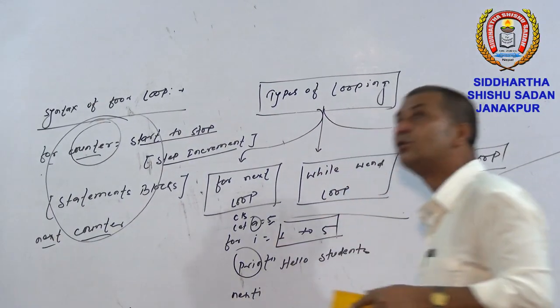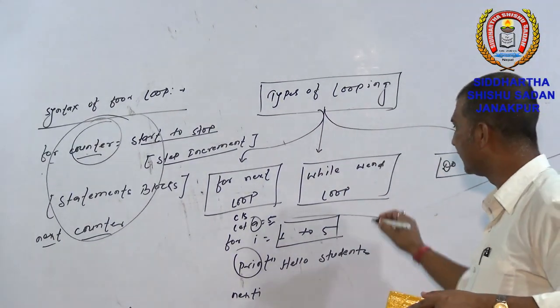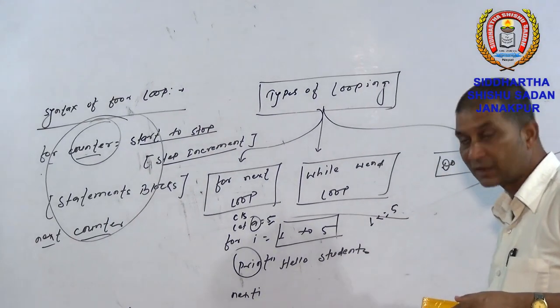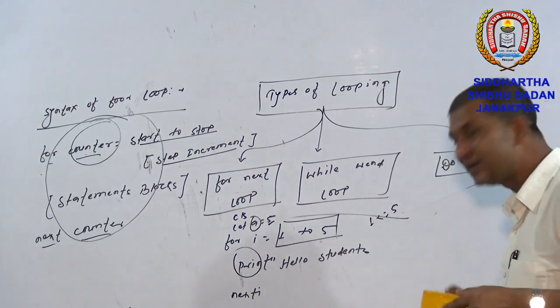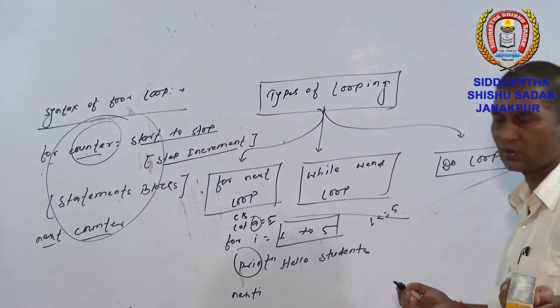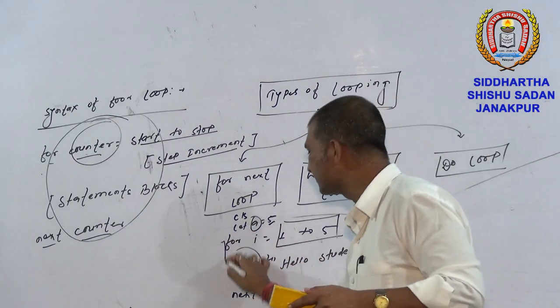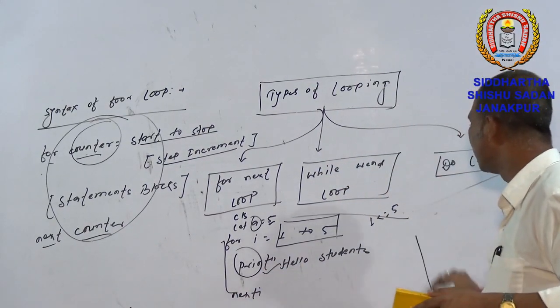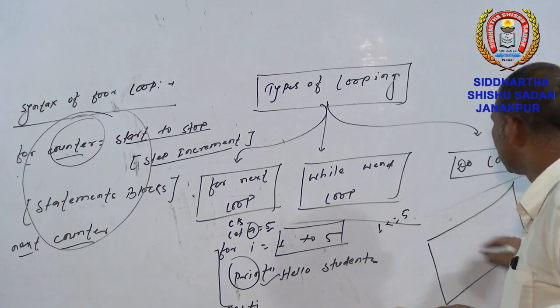All together, this is known as the condition of the looping statement. It means 1 is less than 5. The condition will be checked. Here 1 is less than 5. Yes, the condition is true. And when the condition is true, it comes into the body of the looping statement, the print statement is executed. In the output window, it will display hello students.